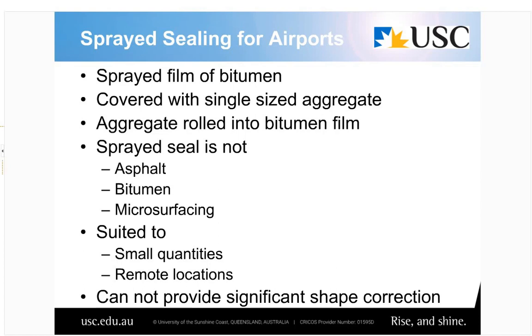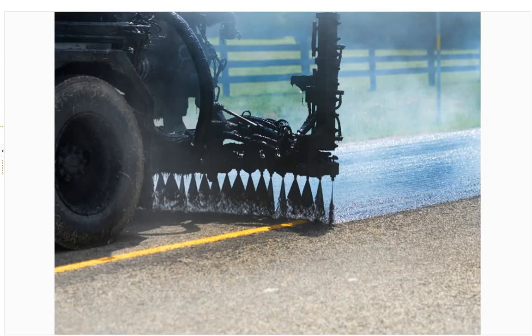Spray sealing also doesn't provide significant shape correction. We've been quite successful in doing a little bit of isolated sealing in wheel path depressions from time to time, and then putting a new seal over an entire surface just to try and fill those depressions up before the new surface goes down. That has been quite successful. It's quite a fiddly thing to do, but generally it doesn't provide the same kind of shape correction as asphalt or other solutions will provide.